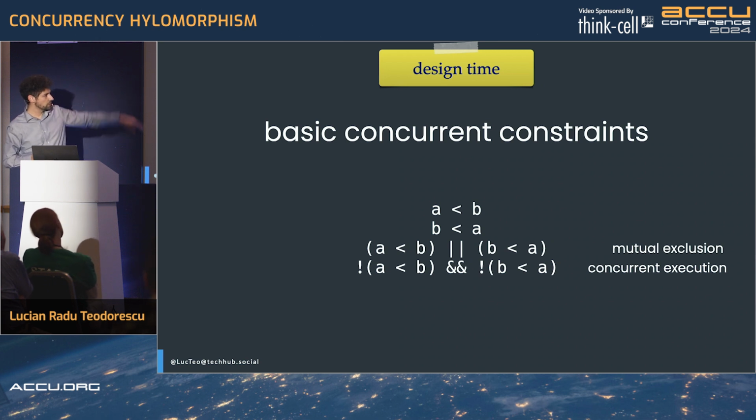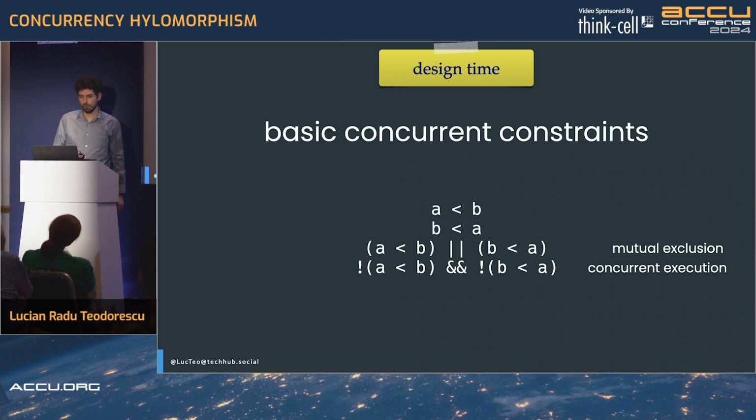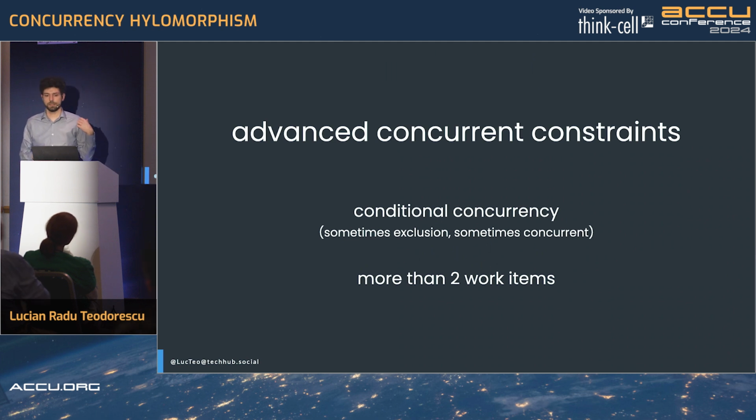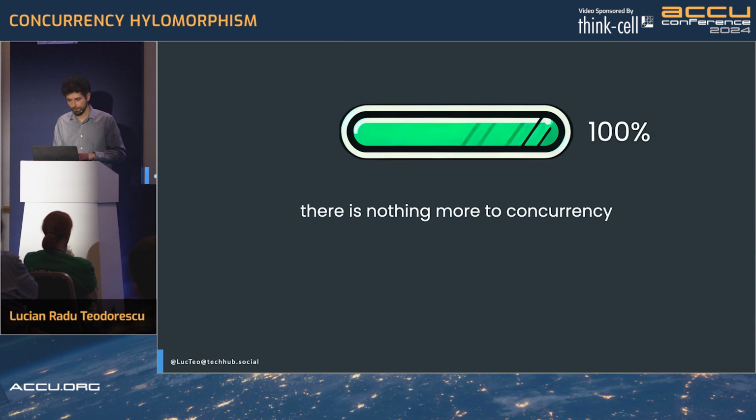These, I try to put them here in more algebraic form. This is the advanced concurrent constraint. You may have conditional concurrency, like sometimes those two tasks are concurrent, sometimes they have to be mutually exclusive. And of course, you have systems in which you have more than two work items, right? But those are kind of rare. If we manage the basic ones, then we can manage roughly everything.